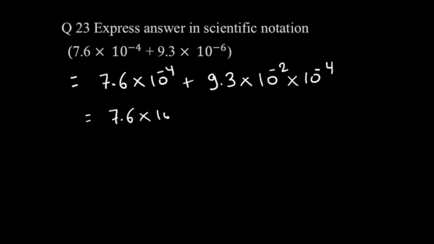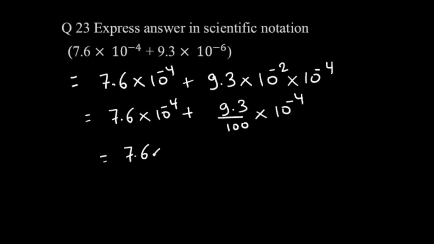7.6 multiply 10 to the power minus 4 plus 10 to the power minus 2 means 9.3 by 10 square. 10 square means 100. 10 to the power minus 4. 7.6 multiply 10 to the power minus 4 plus 9.3 divided by 100, 0.093 multiply 10 to the power minus 4.